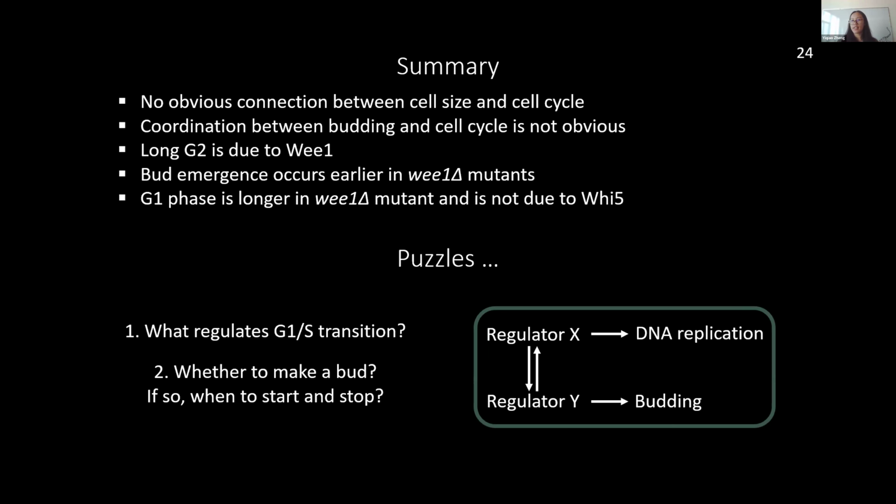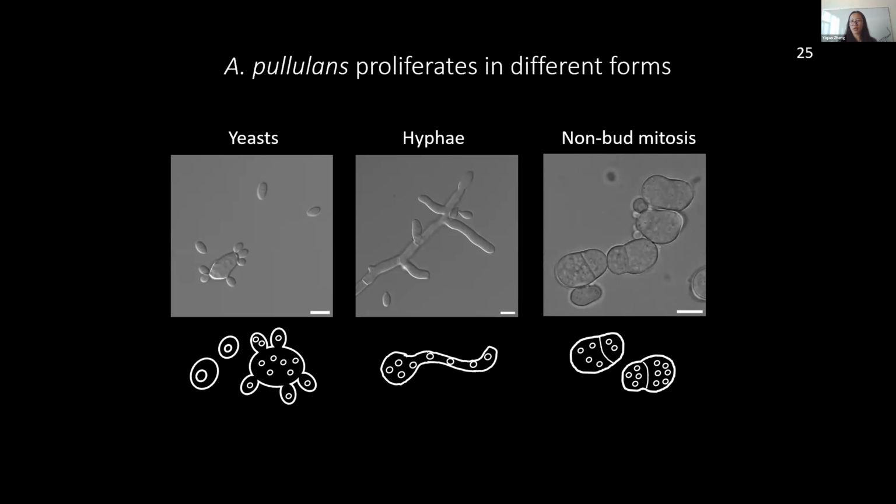Besides that, the other thing that I did not talk about is looking at cell cycle control in different morphologies, because different morphologies will have different events that need to occur or do not occur. For example, in hypha growth, there's no cytokinesis. In non-bud mitosis, there's no bud that needs to be made, so there's also no cytokinesis. So how do those components play into the cell cycle control? That is another thing that I'm interested in studying.